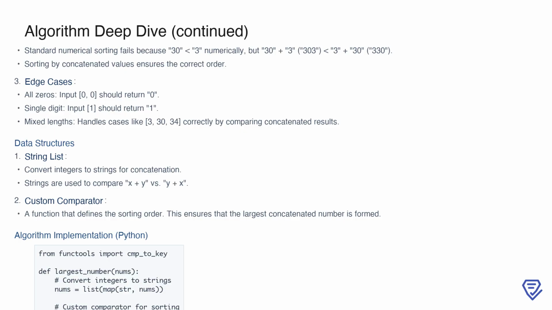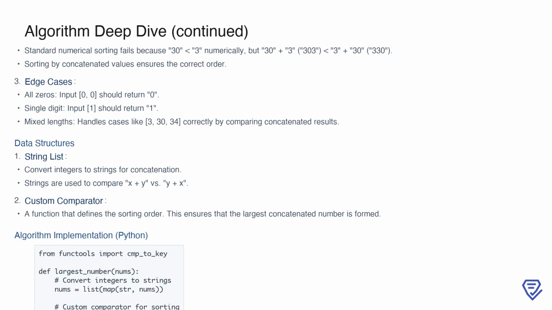Standard numerical sorting would fail in a problem like this because it doesn't account for the concatenated value of numbers. For example, numerically, 30 is greater than 3, but when concatenated, 30 plus 3 gives 303, which is smaller than 3 plus 30, which is 330. Therefore, we need the custom sorting rule to ensure the numbers are ordered based on their concatenated values.